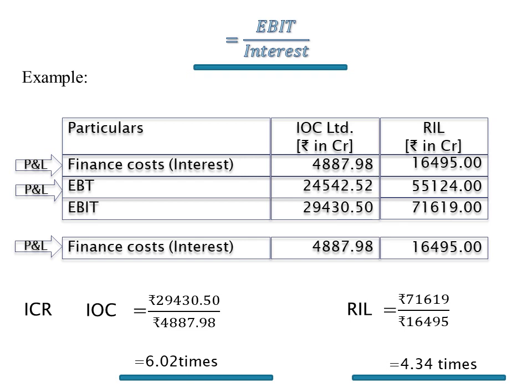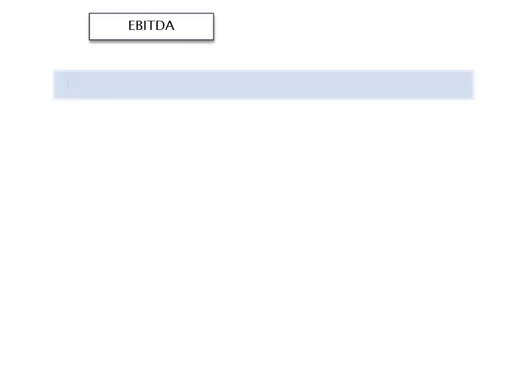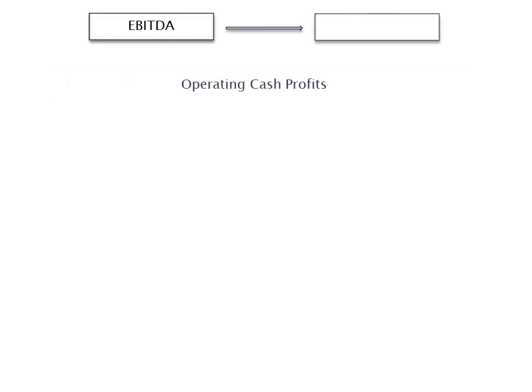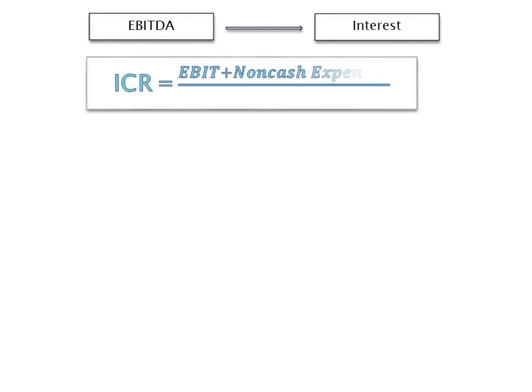But few credit rating agencies and banks normally consider EBITDA, that is earnings before interest, tax, depreciation and amortization. Depreciation and amortization amounts are included as these are non-cash expenses. In short, they consider cash operating profit availability for payment of interest. So they calculate interest coverage ratio by dividing EBITDA, that is EBIT plus non-cash expenses, by interest.